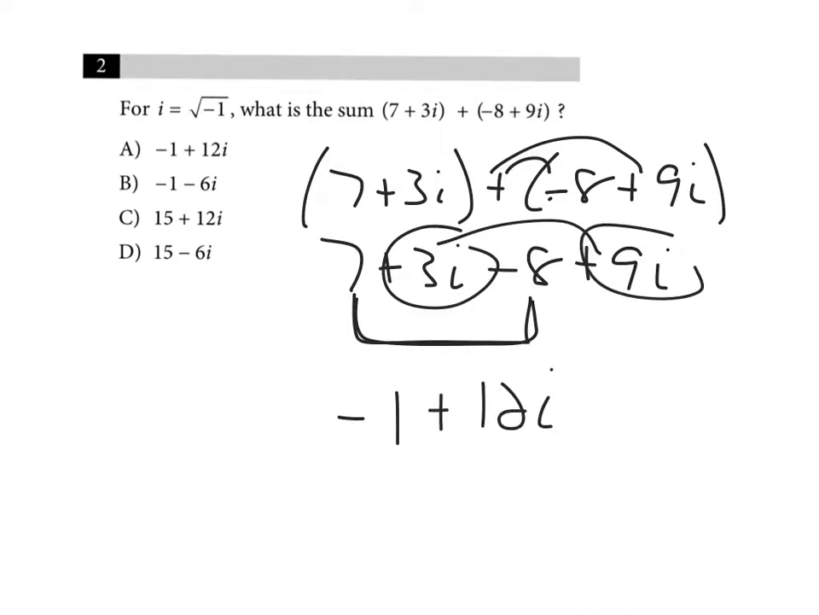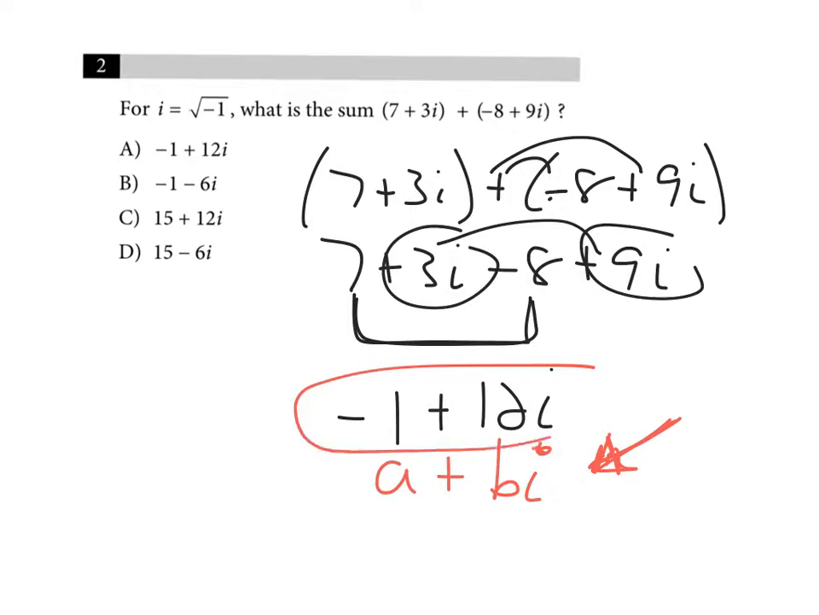When you do imaginary number questions, you want to make sure you write your number in what they call a plus bi form, and all that means is the term with the i is written second. So here negative 1 plus 12i, or answer choice A.